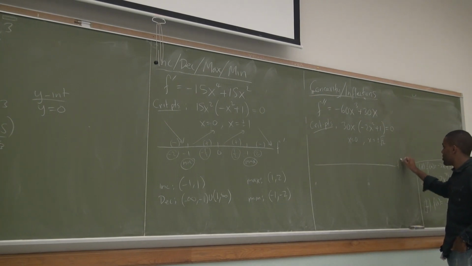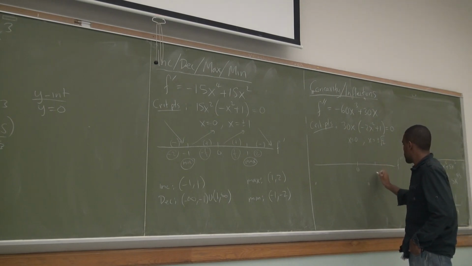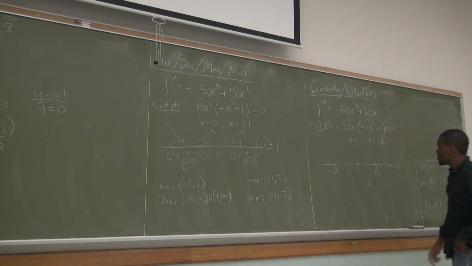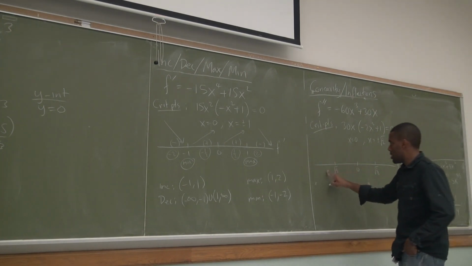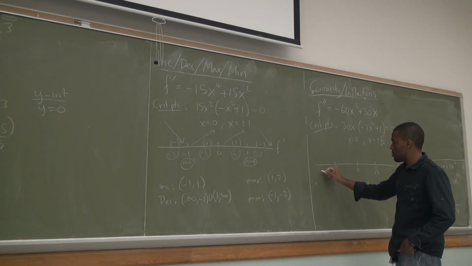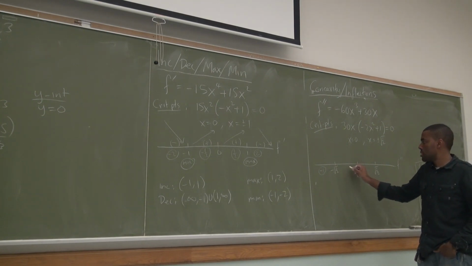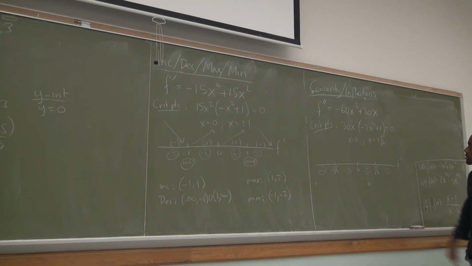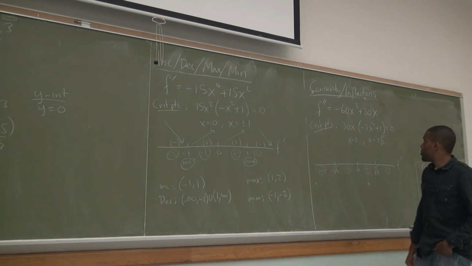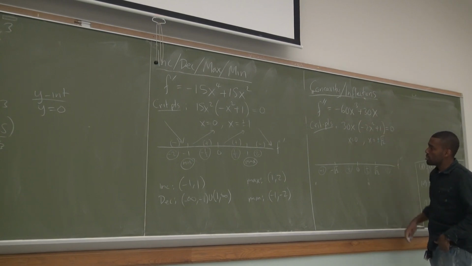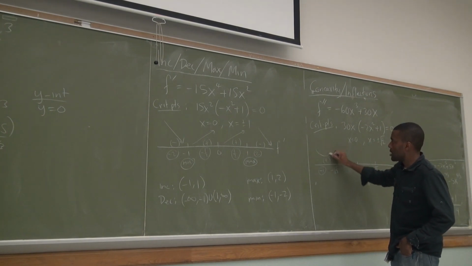Test those in the second derivative. Plug in any numbers in these intervals you feel like. Negative 1, plug in a 1. Between 0 and that, negative a half still works, positive a half still works, 1 still works. Now if I plug into the second derivative, negative 1, this is negative, and this is negative still. Negative times negative is positive. Concave up.